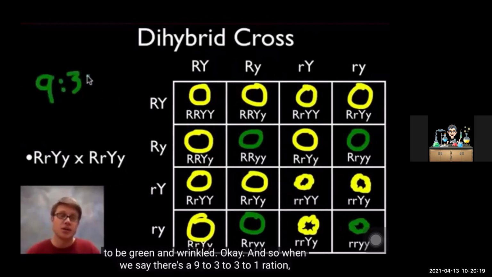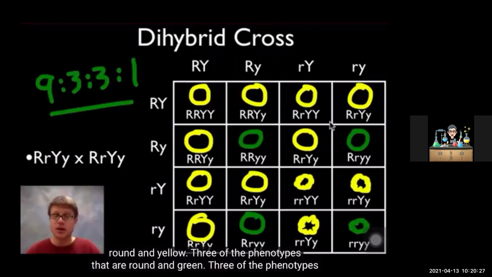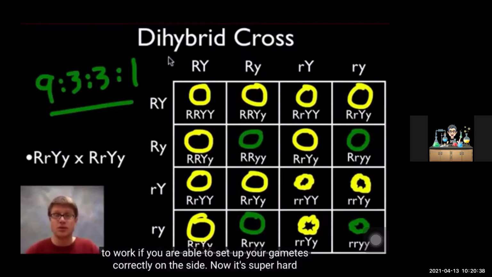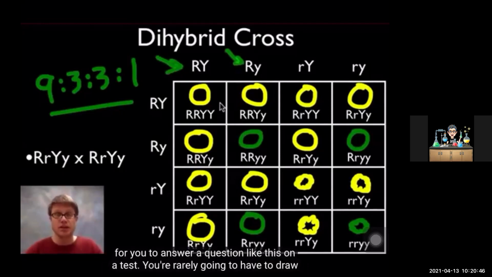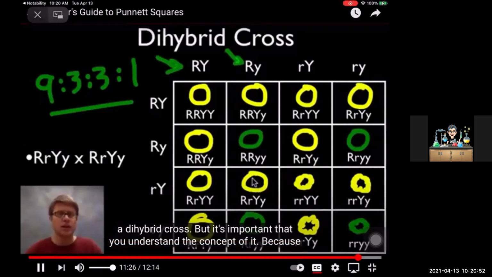Okay, and so when we say there's a 9 to 3 to 3 to 1 ratio, that's just a typical dihybrid cross. We're going to have 9 of the phenotypes that are round and yellow, 3 of the phenotypes that are round and green, 3 of the phenotypes that are yellow and wrinkled, and then only 1 of the ones that's not. And that's only going to work if you are able to set up your gametes correctly on the side. Now it's super hard for you to answer a question like this on a test. You're rarely going to have to draw a dihybrid cross, but it's important that you understand the concept. All right, I'm going to stop him there.